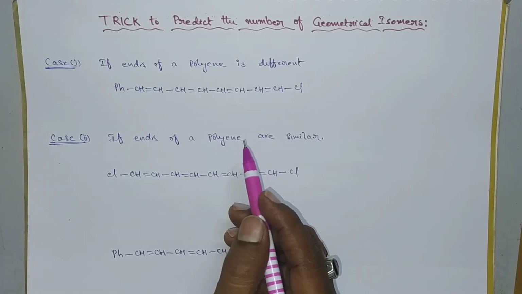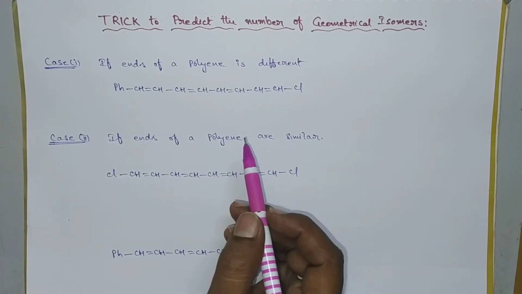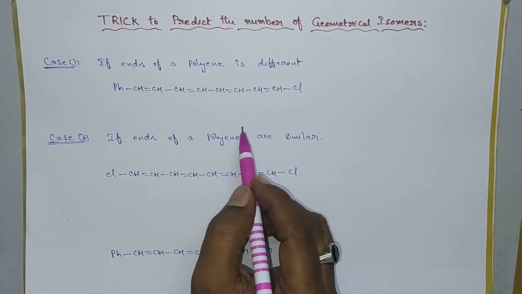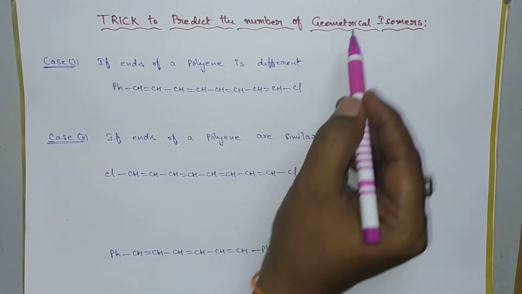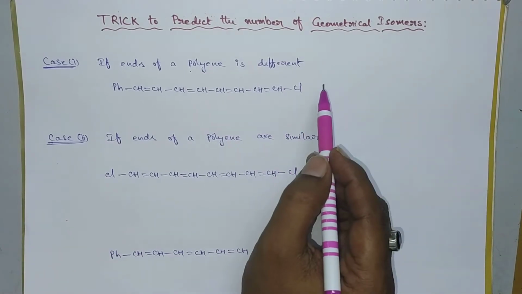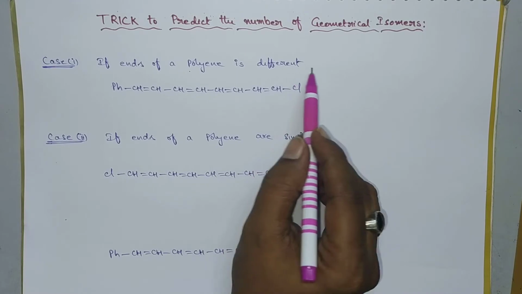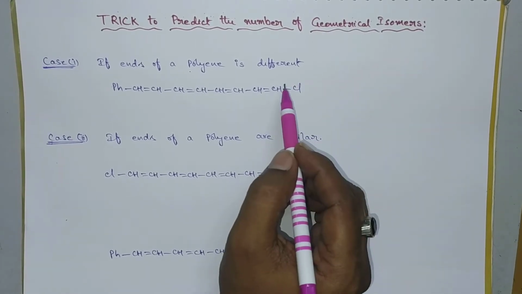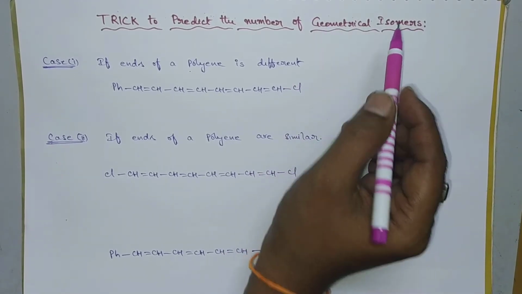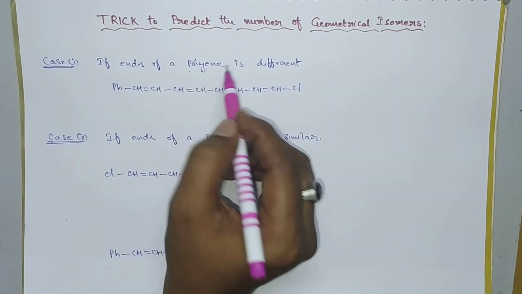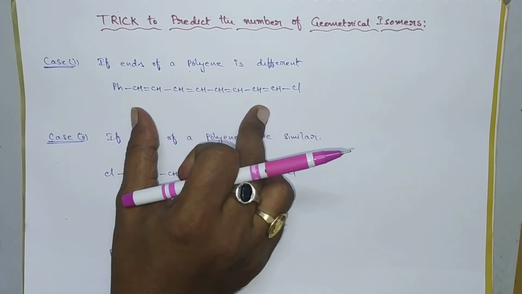Hi students, today in this session we are going to discuss how to predict the number of geometrical isomers. In case of polyenes, geometrical isomerism is generally exhibited by compounds containing double bonds, that is, by alkenes. Here we are considering polyenes, that means compounds containing many double bonds.